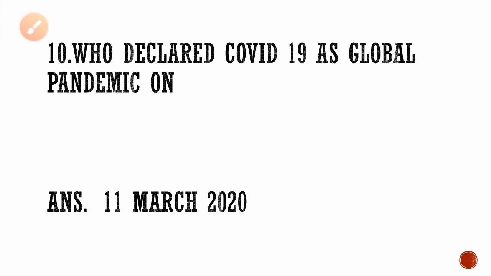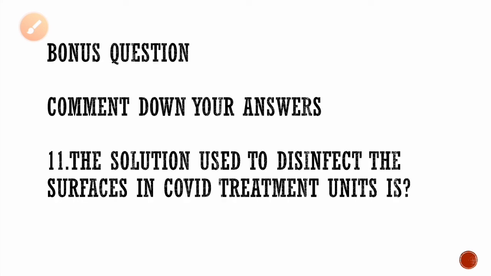Next, 10th question. WHO declared COVID-19 as a global pandemic on? We know that the first case of COVID came in China and then the pandemic was declared. After seeing this contagious disease spreading rapidly from one person to another, depending upon its severity and symptoms and the spread through different regions and countries, WHO declared COVID-19 as a pandemic on 11th March 2020.